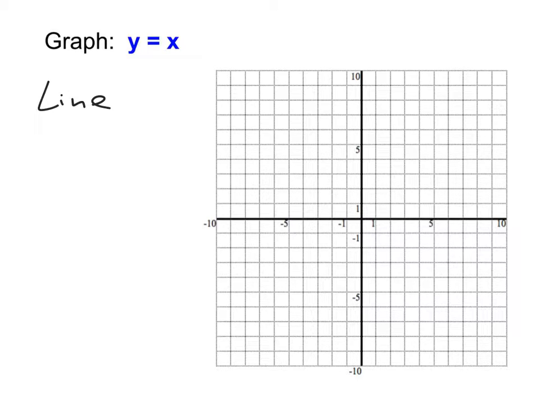Well, it's not moved up or down at all. And so I know that it's starting at 0. And then, like so many of our graphs, it starts by going over 1, up 1. But since it's a line, it just keeps going over 1 and up. And we get our graph of our line. Oh, I could have known that.